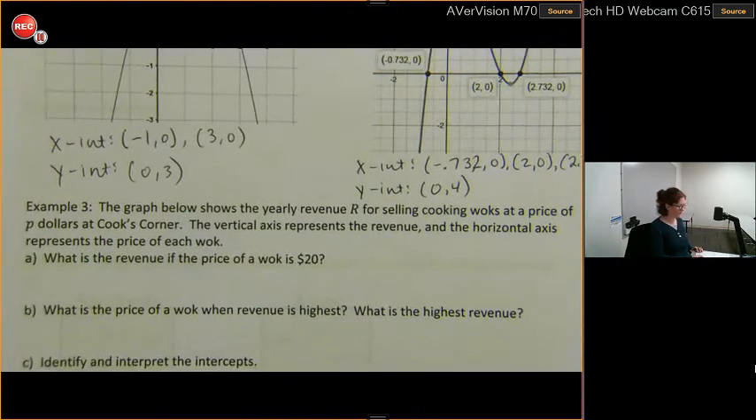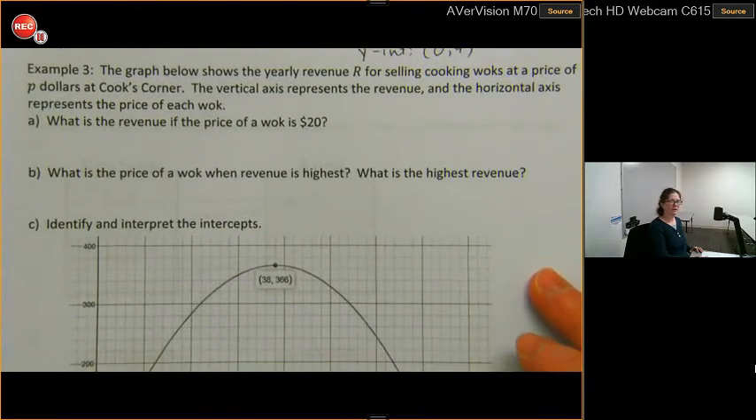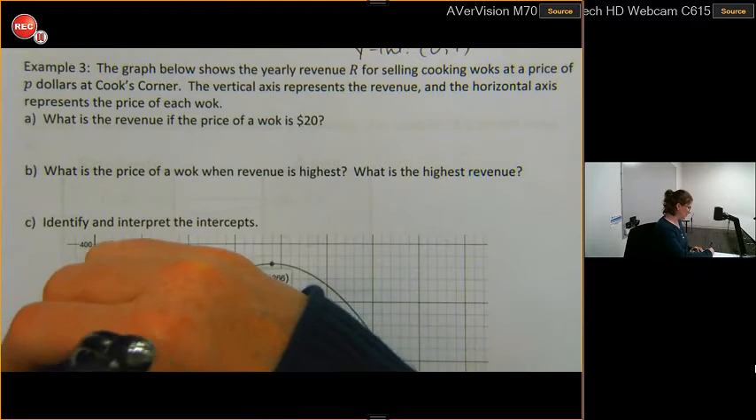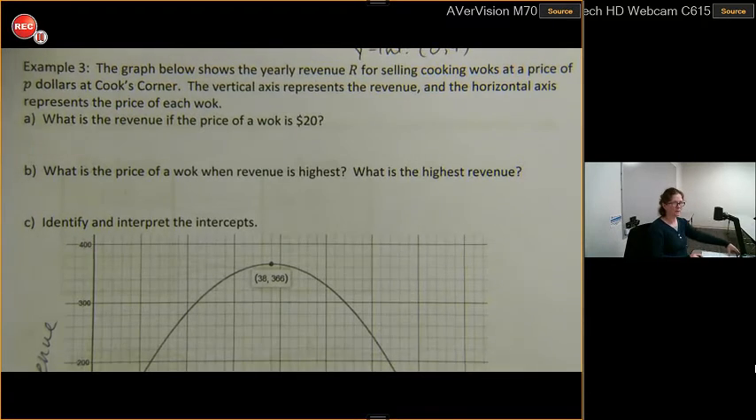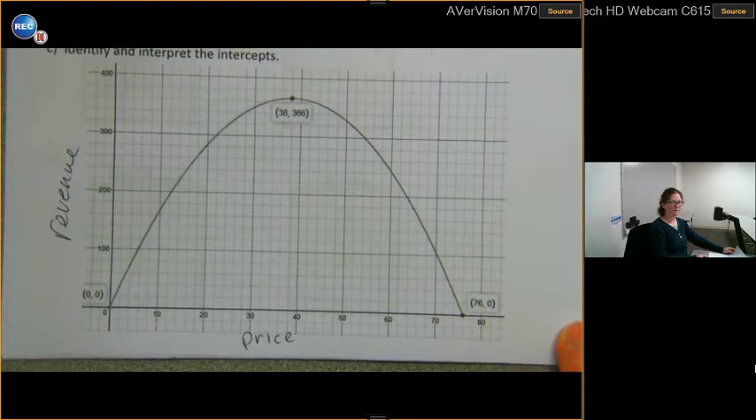Next we have a small word problem. The graph below shows the yearly revenue for selling cooking woks at a price of $P. The vertical axis represents the revenue. The horizontal axis represents the price. So I've just labeled my axes.